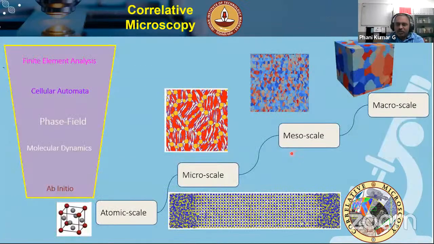So what we would like to propose from the computational group in this center is our capability to model the microstructure evolutions at multiple scales. So at the macro scale, where there is a component, and when you look at the component closely, you would see that there is a certain microstructure that is there, a grain structure, etc.